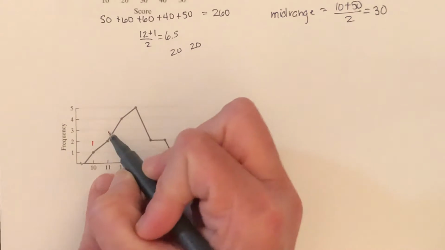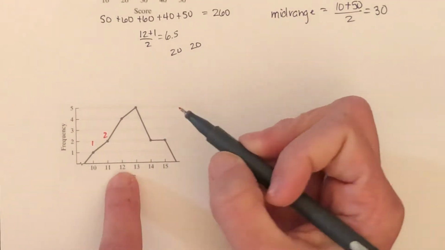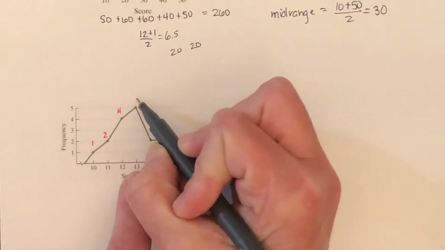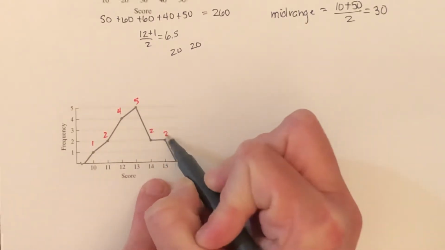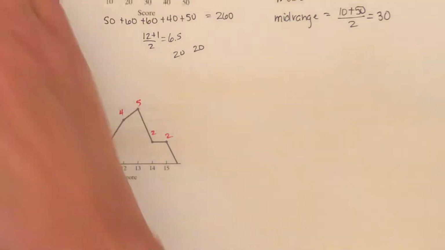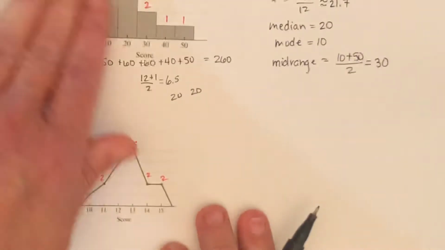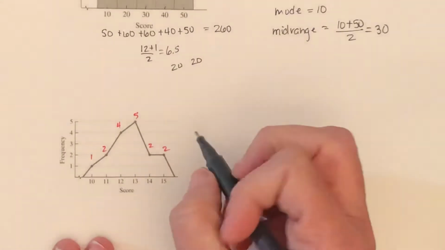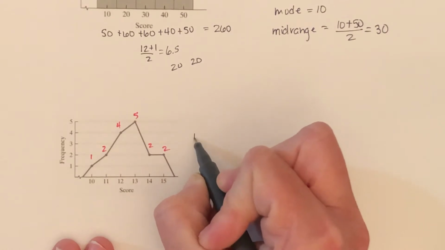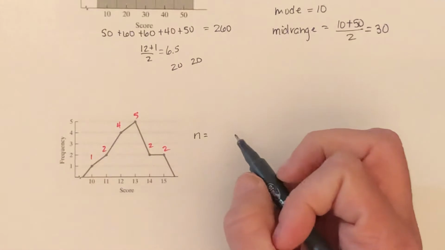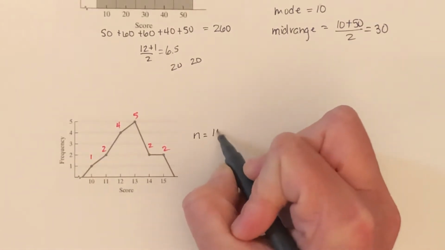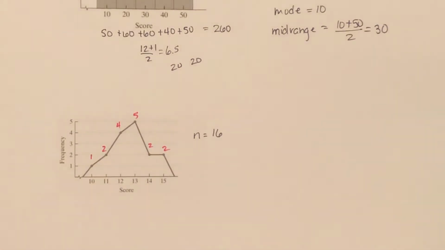So that's 1, 2, 4, 5, 2, and a 2. All right, so just like up here, we're going to add our frequencies to find our n value. If you add those values up, you get that n equals 16. So there are 16 items in this set.